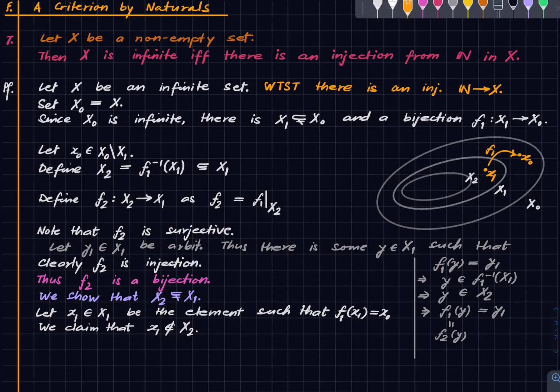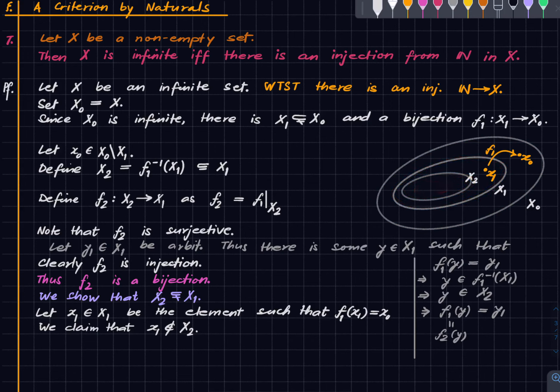x1 goes to x0 under the map f1. Now just consider the fact that f2 is now a bijection from x2 to x1, and x2 is a proper subset of x1. So we are kind of in the same situation as earlier. Earlier we had this big blob and this small blob was mapping bijectively to it. We have replaced our big blob by a smaller blob and found one smaller blob inside it with the same property. So we can keep on iterating.